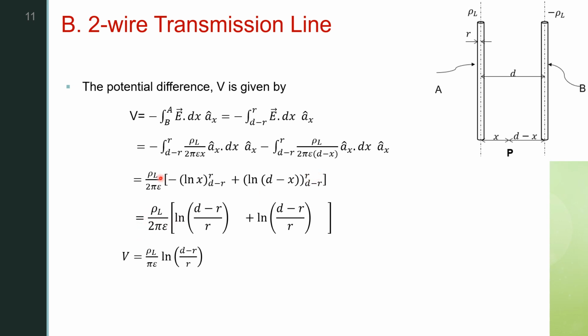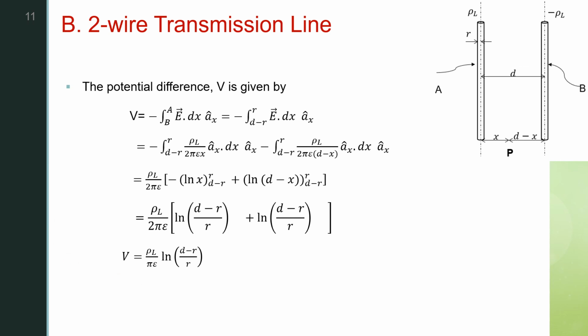Let's simplify. You get rho L by 2 pi epsilon times ln (d minus r) by r plus ln (d minus r) by r. So this becomes 2 times ln (d minus r) by r. So 2 will get cancelled and we will have V is equal to rho L by pi epsilon ln (d minus r) by r.